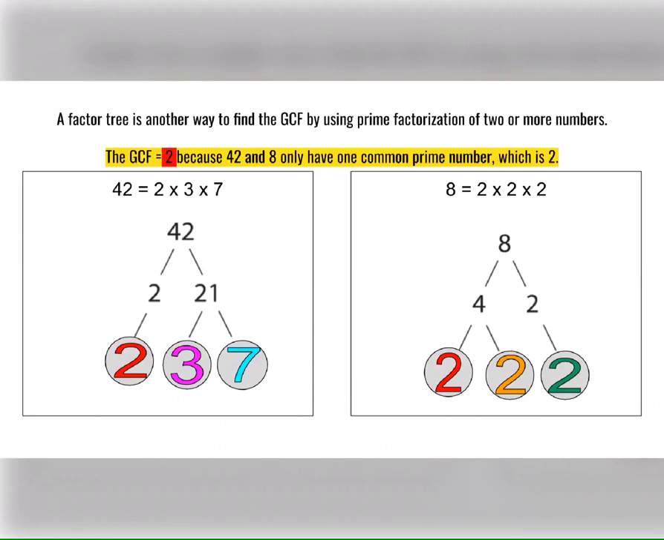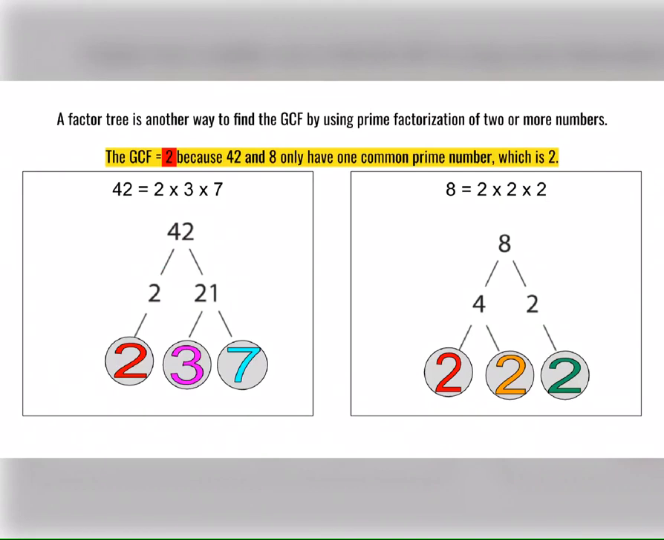A factor tree is another way to find the greatest common factor by using prime factorization of 2 or more numbers. We're going to do factor trees on 42 and 8. 42 is an even number, so let's start with 2. So 42 divided by the 2 makes the 21. 2 is prime, so that will be the end of that tree.